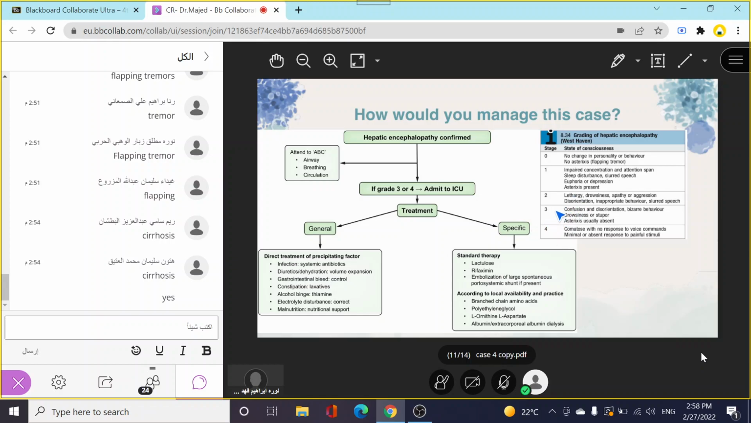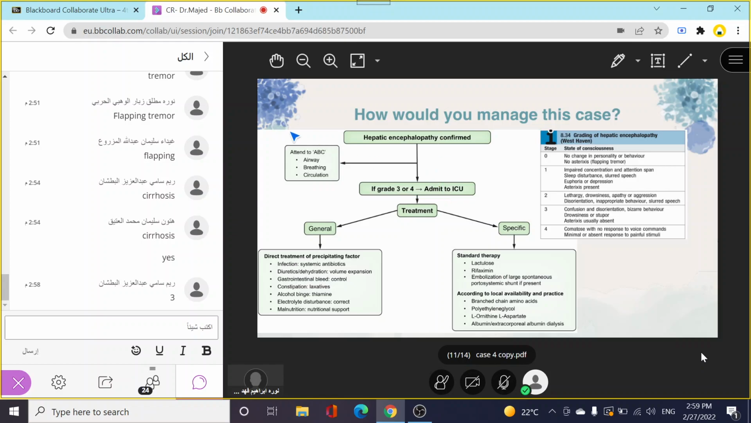Yes, our patient has grade 3 because he has confusion, disorientation. Yes, thank you, Reem. Bizarre behavior, drowsiness or stupor, asterixis usually absent. For grade 4, the patient will be comatose with no response to voice or command.